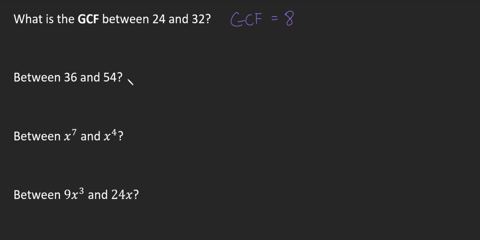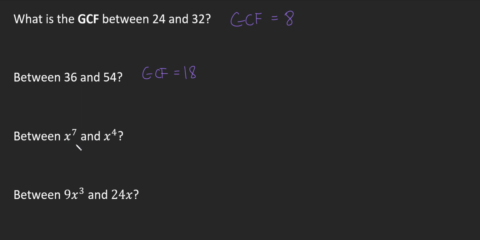So 36 and 54. Now 36 does not go into 54, so that doesn't work. 12 goes into 36, but not 54. 6 is kind of small. Does it work? Yeah, but I figure there's got to be a bigger one. And there is. The GCF between these two is 18. 18 goes into both of these, and it's the largest factor for both of these.